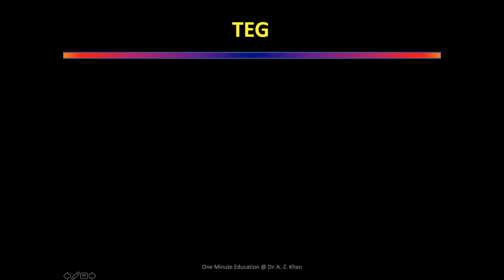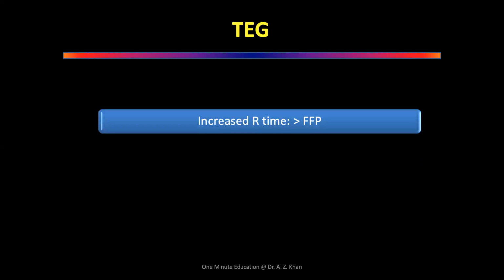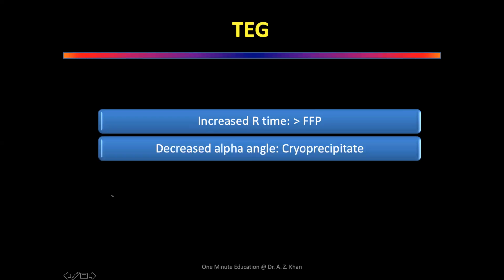If I tell you that the R time is prolonged, what are you going to give to the patient? FFP. Good. When R time is prolonged, you give FFP. If I tell you that the alpha angle is decreased, what are you going to give to the patient? Platelets, and more importantly, better than platelets, cryoprecipitate. So platelets and cryoprecipitate is what you do.